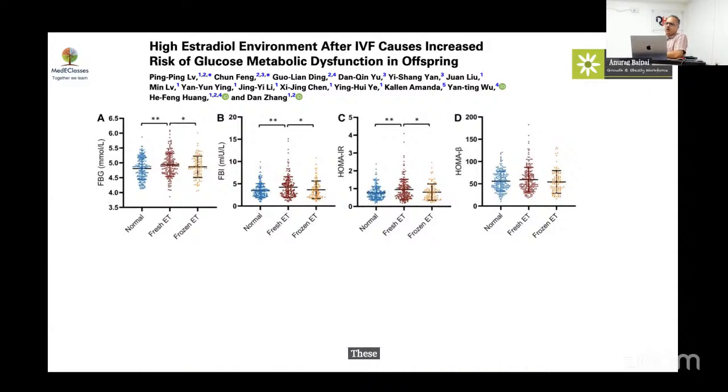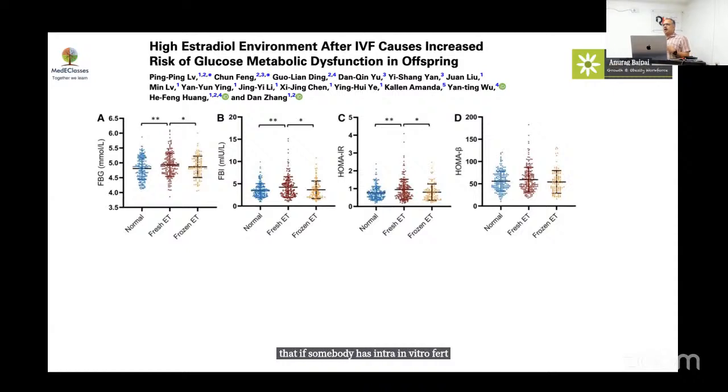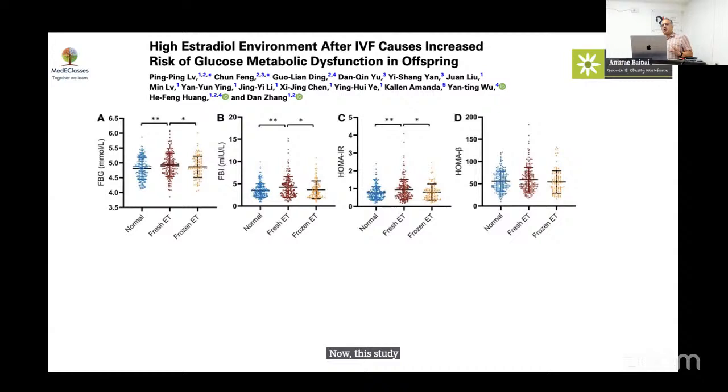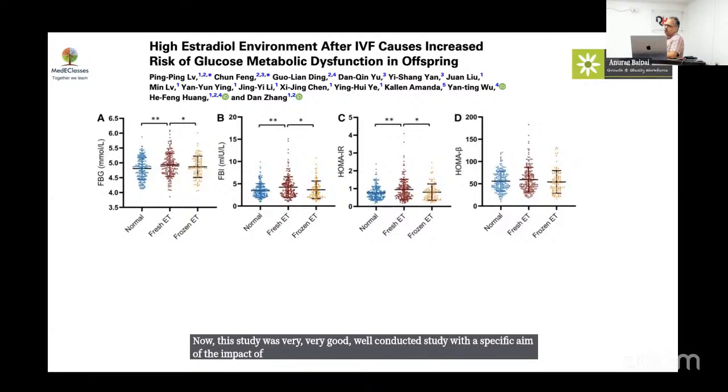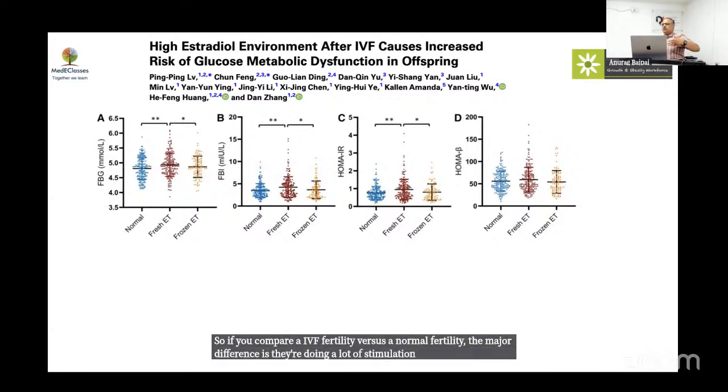These are the prospective articles which are coming, and this is something which we are always concerned about, that if somebody has in vitro fertilization, whether that has an impact on the outcome of the child. Now, this was a very, very good, well-conducted study with a specific aim of the impact of high estrogen. So if you compare IVF fertility versus normal fertility, the major difference is they're doing a lot of stimulation to begin with. So the initial phase estrogen levels in the mothers may be very high. So what they're trying to say is that if your initial estradiol is very high, whether this results in glucose metabolic dysfunction at 3, 6, and 10 years.